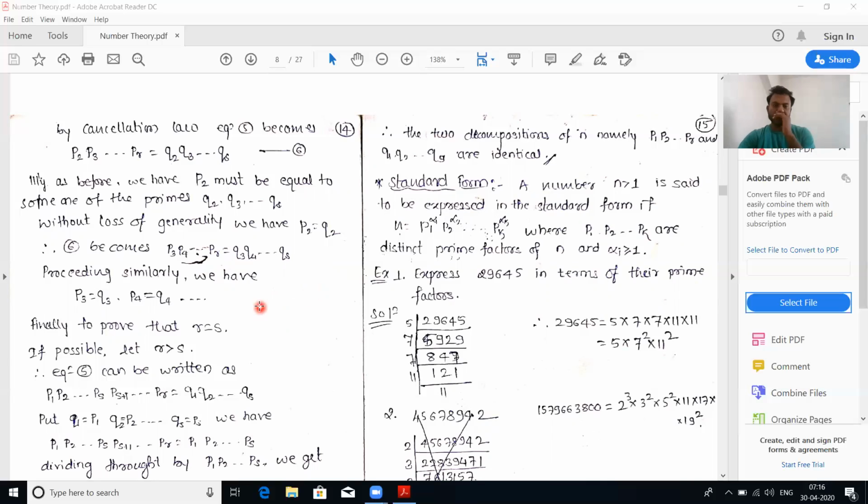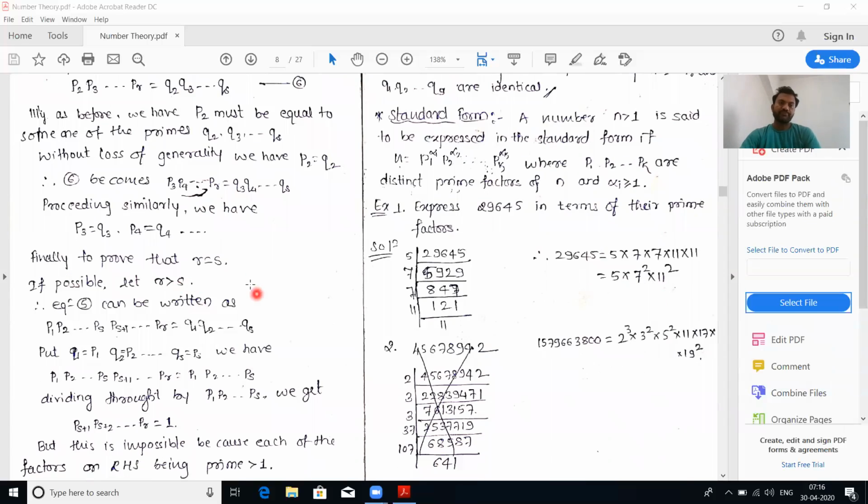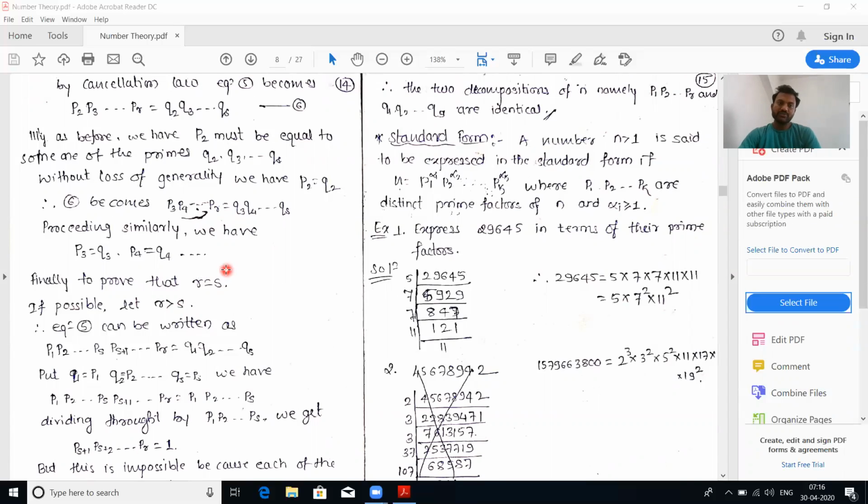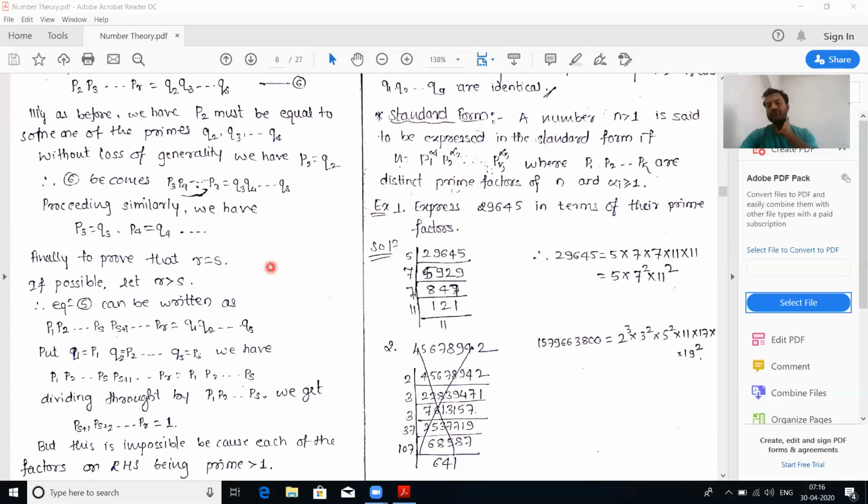So that is important here. Finally, we need to prove that R equals S. To prove this, we know by the law of trichotomy that for any two numbers R and S, either R is less than S, or R is greater than S, or R is equal to S. Any one holds at a time; only one will hold.